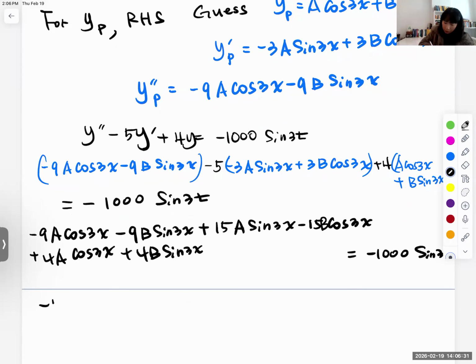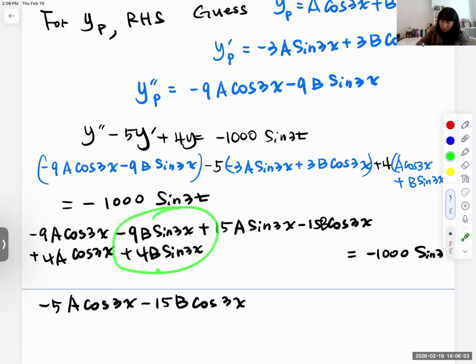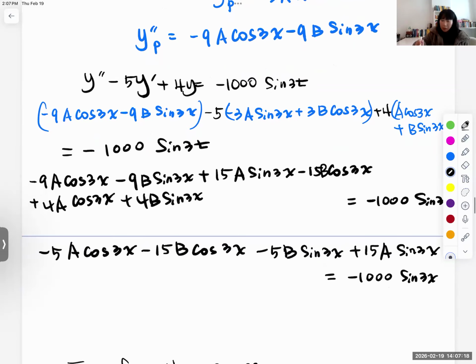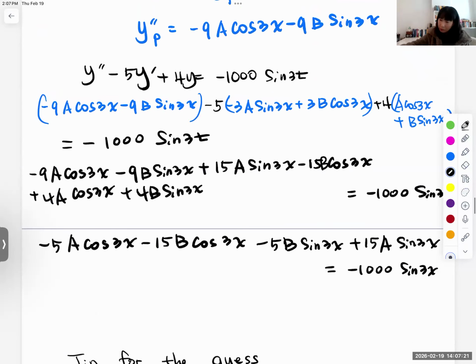Okay. Let's combine. So that would be negative 5a cosine 3x and, I want to write the cosine 3x here, so negative 15b cosine 3x, and combining like terms, so negative 5b sine 3x and rewriting this one, positive 15a sine 3x equal to negative 1000 sine 3x. Yeah. Okay.